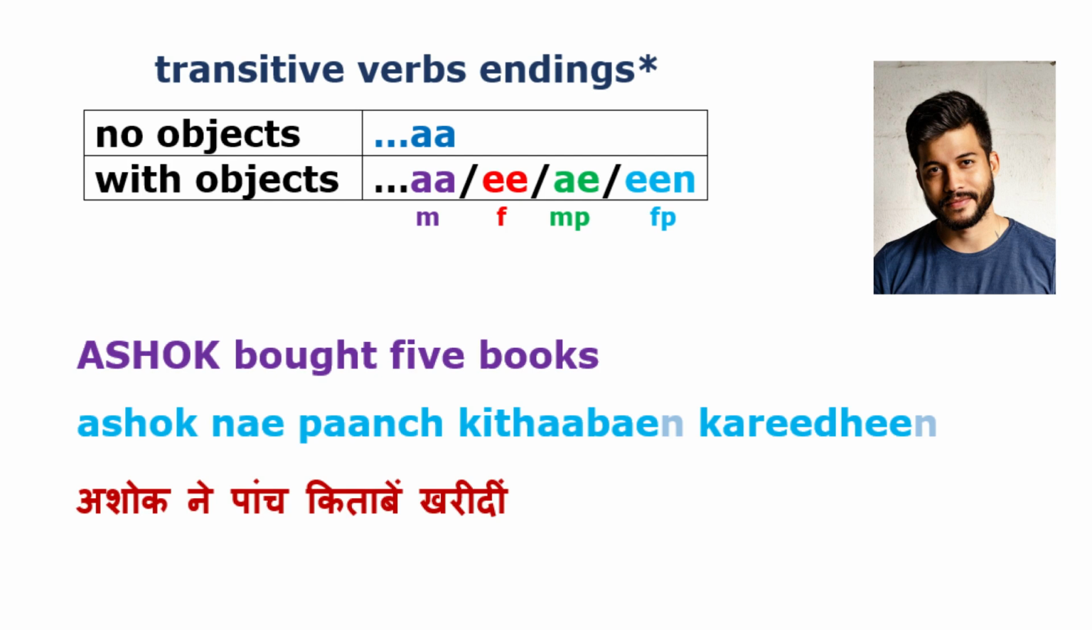The next sentence is Ashok. It's the same Ashok again. He's doing a lot of things. Ashok bought 5 books. Ashok ne 5 kitabein. So it's not kitab, it becomes kitabein. If you want to understand plural, you'll also find that in my earlier lesson. Kitabein kharidi, bought. Ashok ne 5 kitabein kharidi.